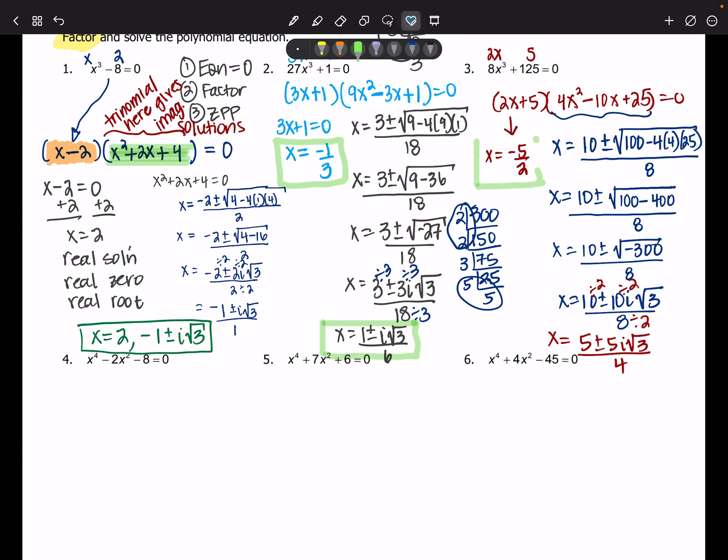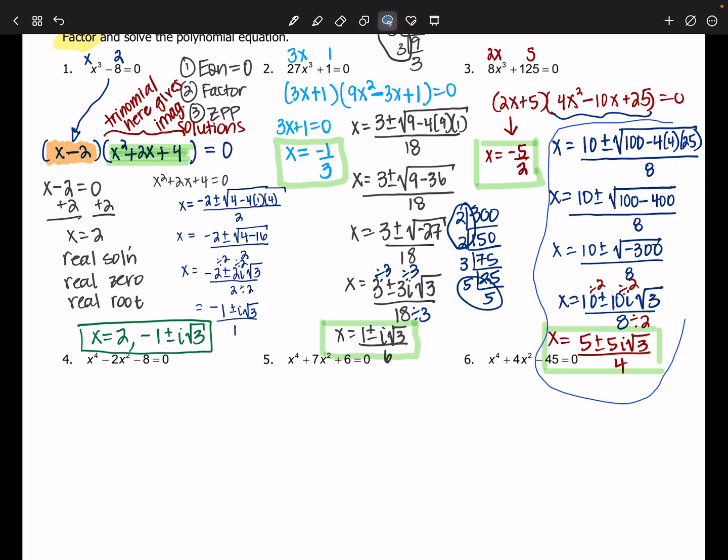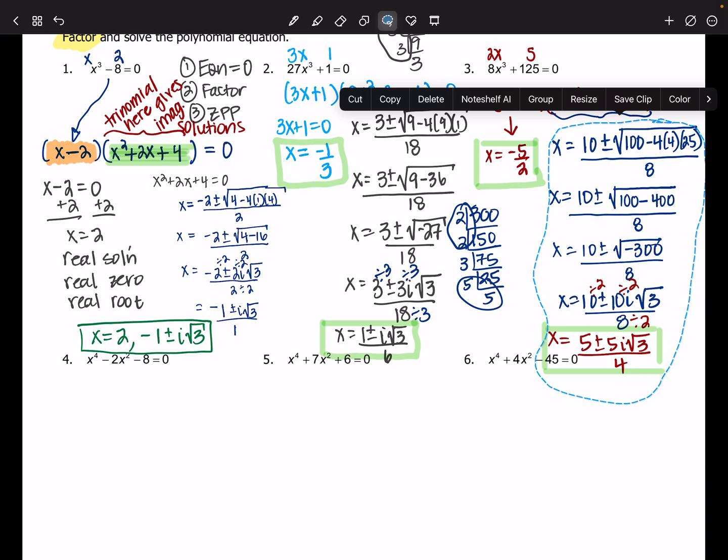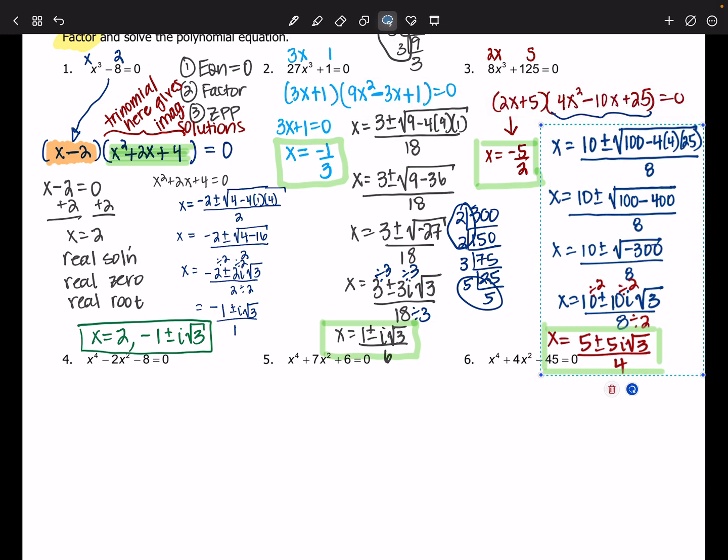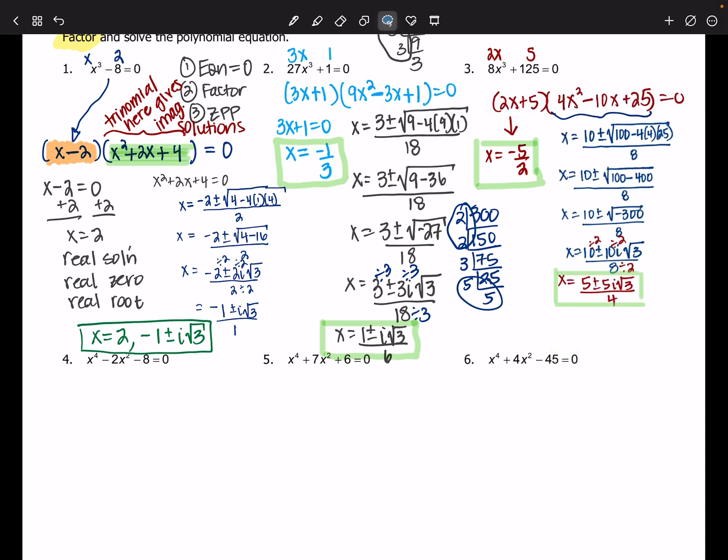So we've got x equals negative 5 halves and x equals 5 plus or minus 5i times the square root of 3 all over 4. Now in the next video, I am going to do the next 3 problems, which include trinomials that are quadratic in nature.